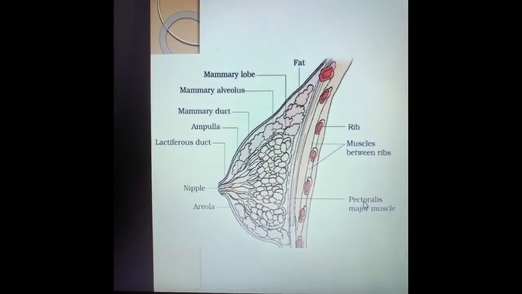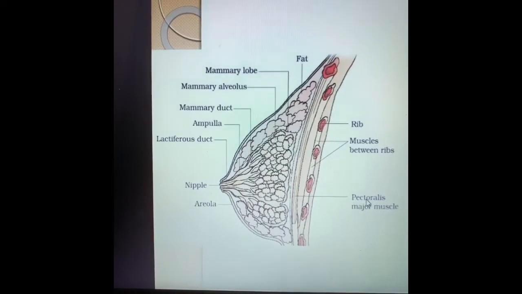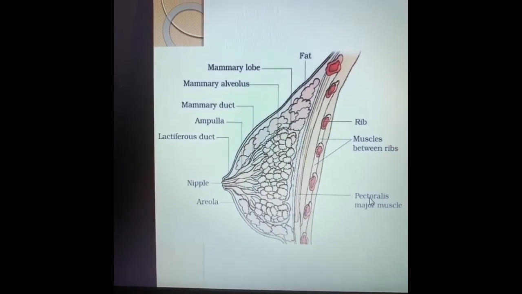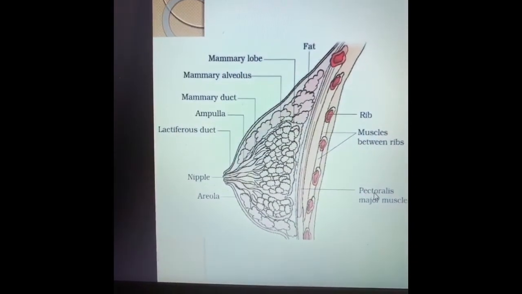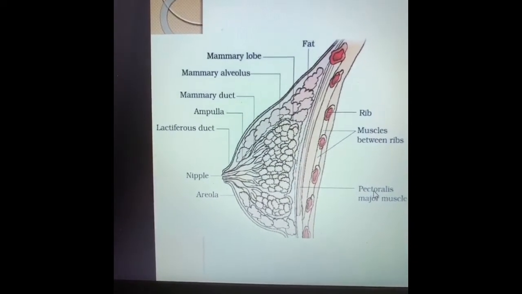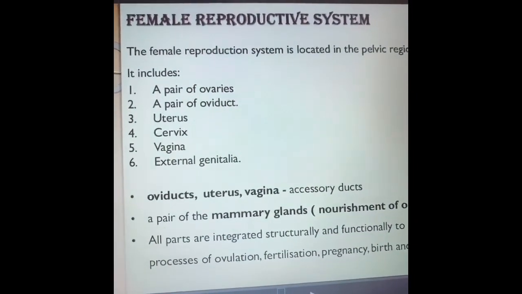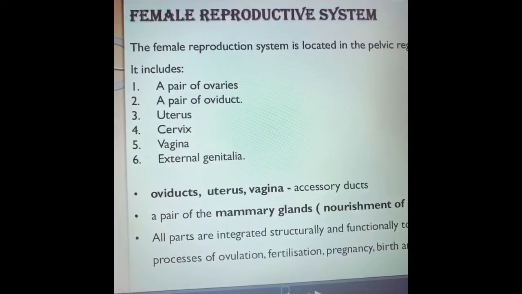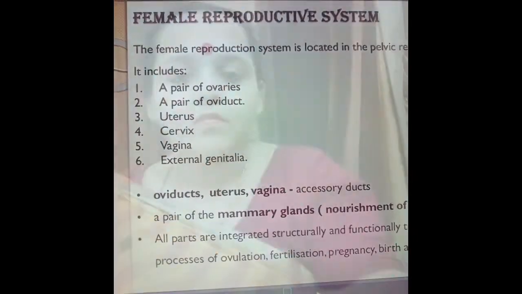The primary and secondary sex organs, along with the pair of mammary glands, are integrated structurally and functionally to support the process of ovulation, fertilization, pregnancy, birth and child care. So the female reproductive system, if we summarize, consists of a pair of ovaries, a pair of oviducts, the uterus, cervix, and vagina.